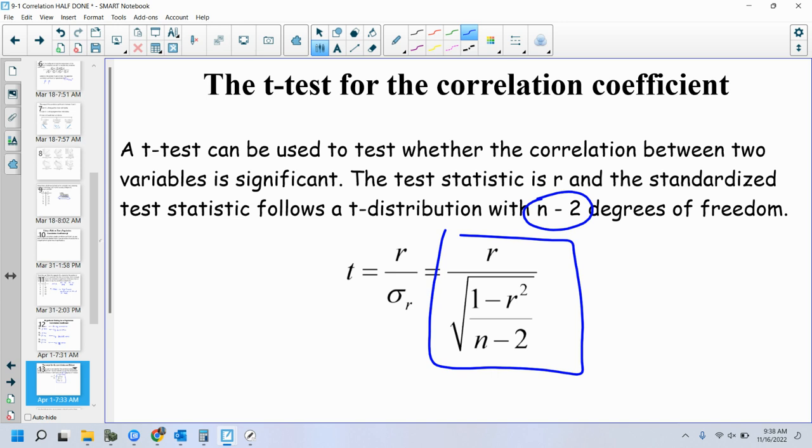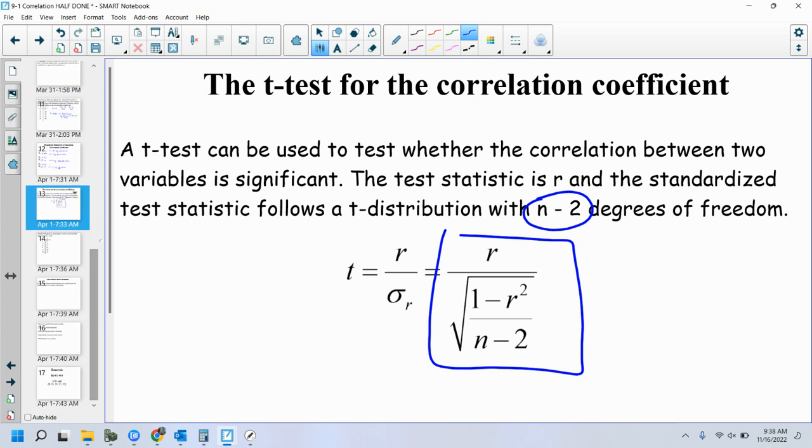You take your R value, which you're able to find using your sample data, your R value divided by the square root of 1 minus R squared over n minus 2. This is basically your deviation away from your R squared, right? Because R squared is going to be a number less than 1, so it's always going to be 1 minus a number less than 1, your deviation away from 1, divided by your n minus 2 degrees of freedom. And then we square root that because that's what standard deviation is. We square root our variance there. So that's what we're going to be using to compare for our hypothesis testing.